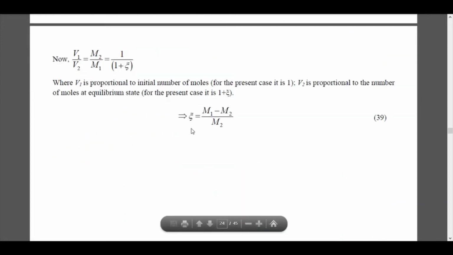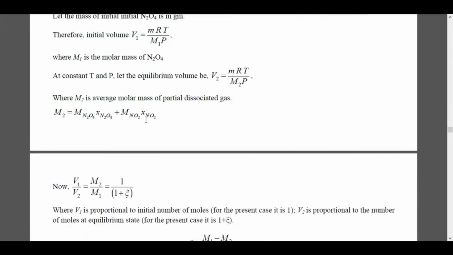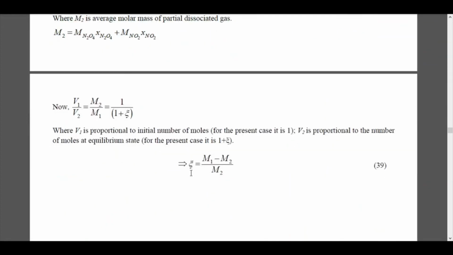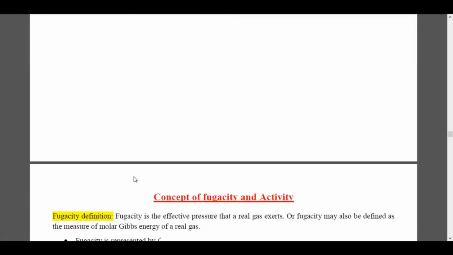So this again expresses the extent of reaction in terms of the molar masses of the reactant and product. Again, this expression is important. This is a special case study for the dissociation of N2O4, where we determine the extent of reaction. So with this we'll stop here. Next session we'll discuss fugacity and activity. Thank you.